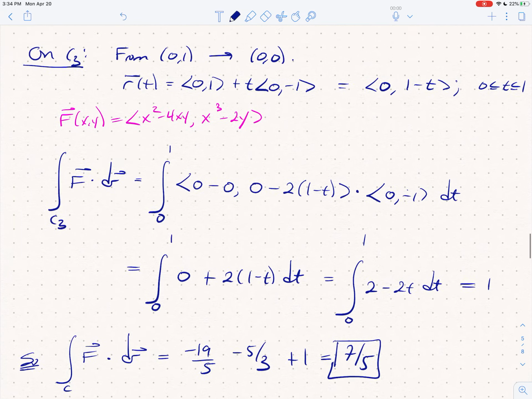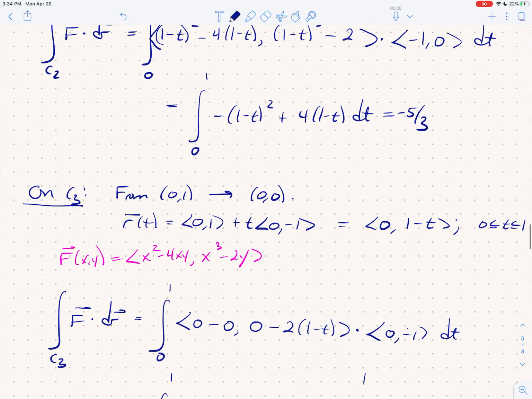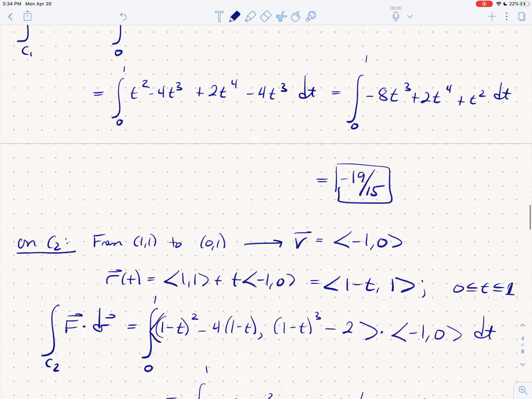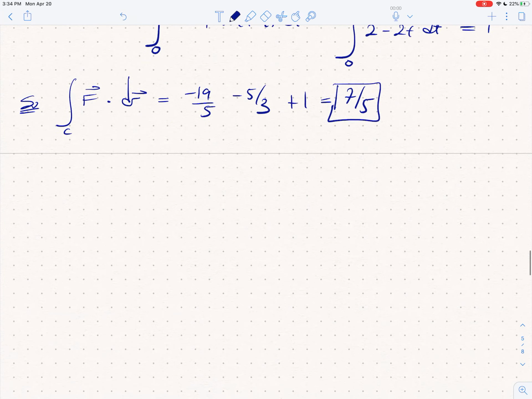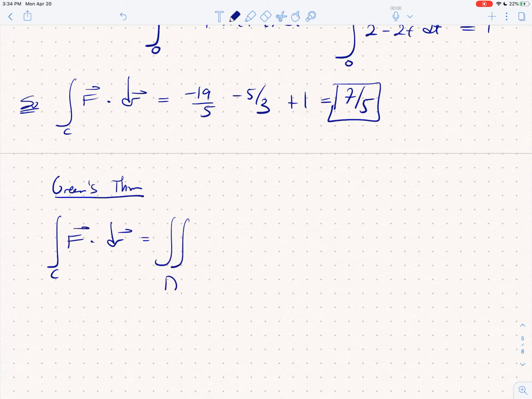Even though this video has gone on longer than I would have liked, let's go ahead and do Green's theorem just to keep it contained into one video. So, oh my goodness, what does Green's theorem say? Let's just say Green's theorem, and then I think you'll be amazed how much faster it is. The line integral over C of F dot dr is the double integral over my region D inside of Q partial x minus P partial y dA.